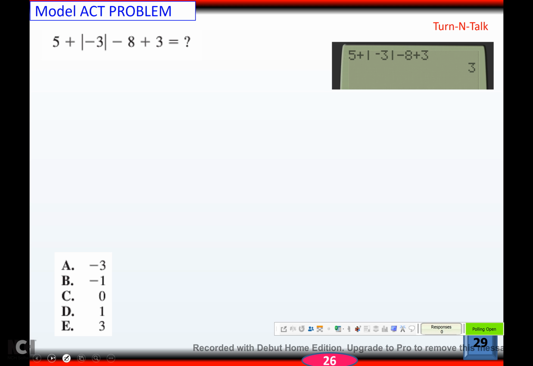Try this one, and hopefully you got 3. Okay, I typed it in, 5, this is going to be, the absolute value of negative 3 is 3. That's 8. Take away 8, it's nothing, so you get 3.